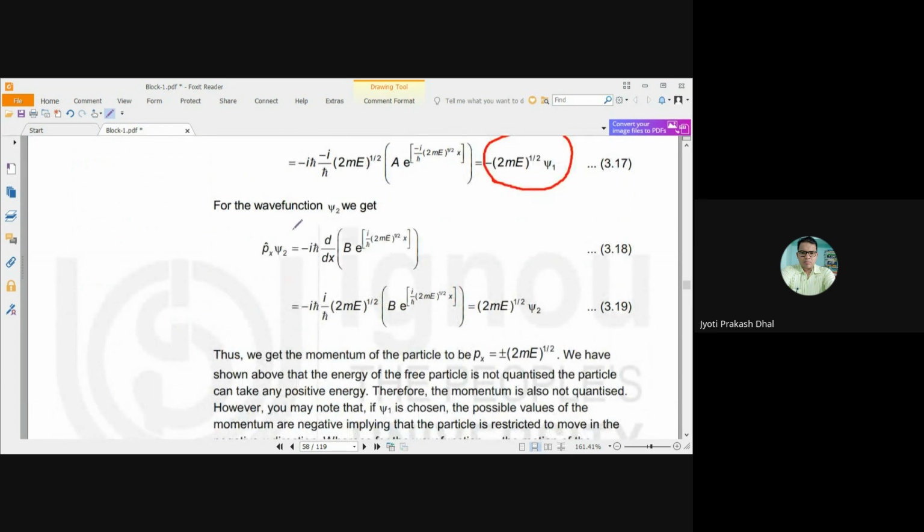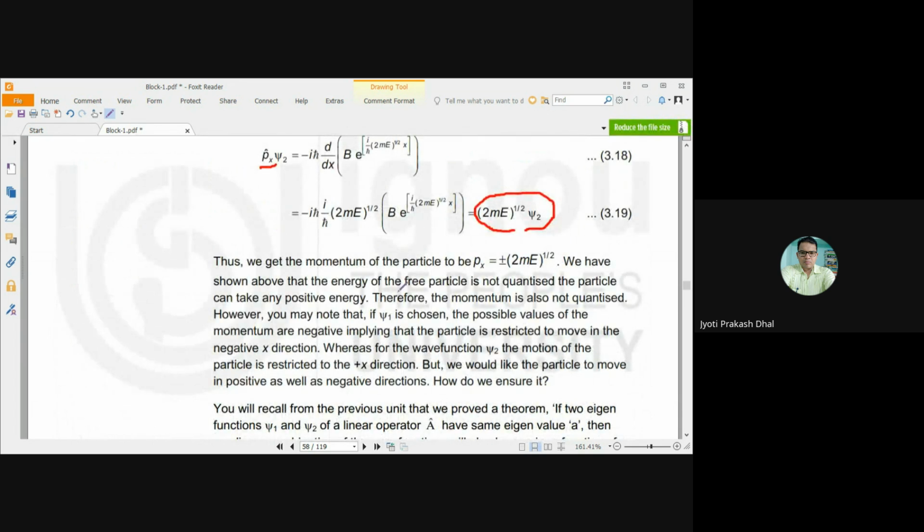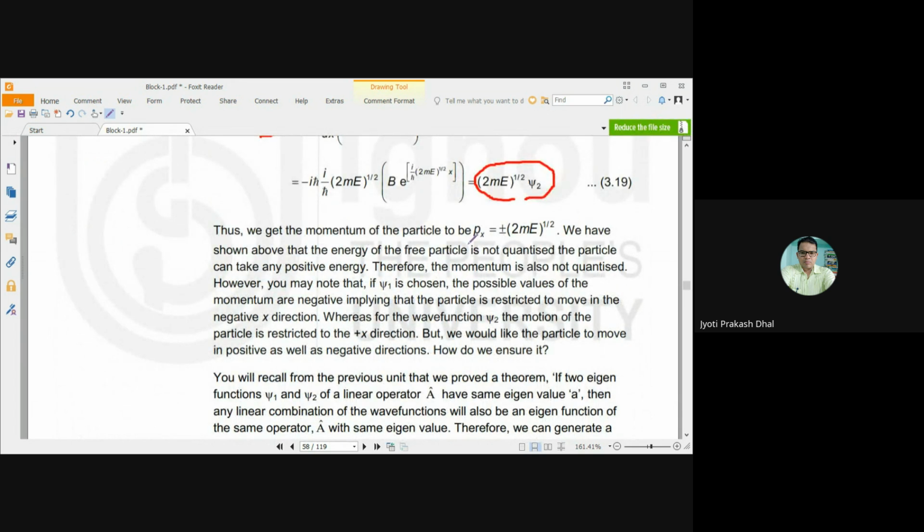Similarly, if the linear momentum operator Px cap is operated over the second wave function, the value becomes square root of 2mE psi2, and hence we get the momentum of the particle Px equals plus or minus square root of 2mE. We have shown above that the energy of the free particle cannot be quantized, so it can take any positive value.